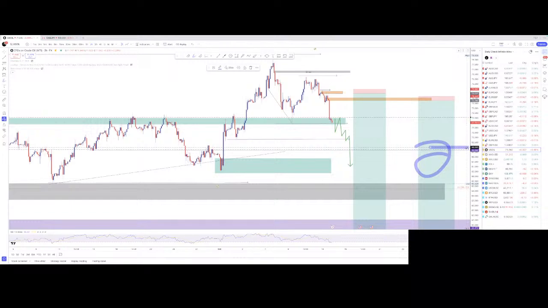The biggest thing, what's up, Jamarcus? How you been, family? The biggest thing is not rushing when it comes to these trade setups, okay?